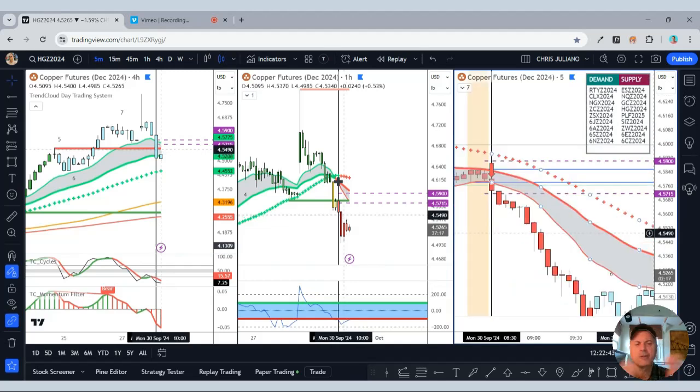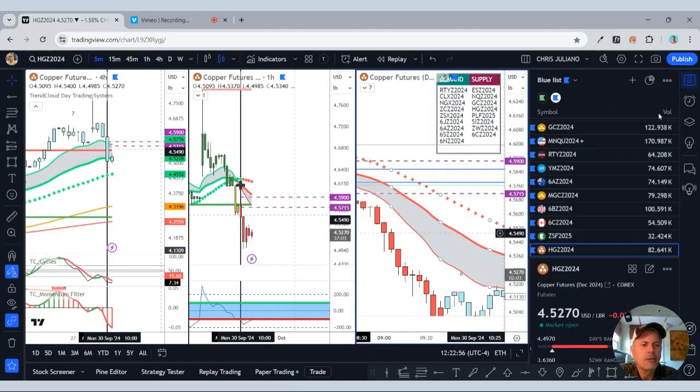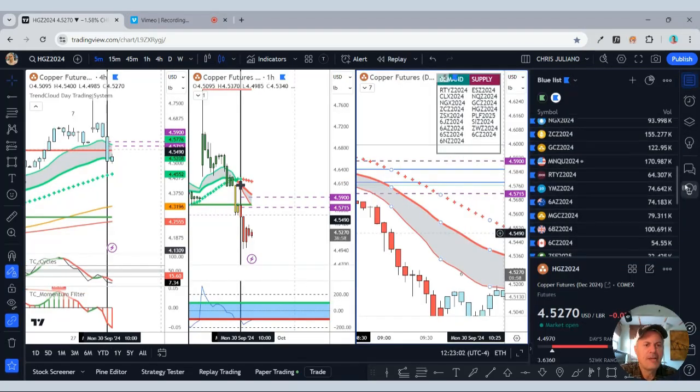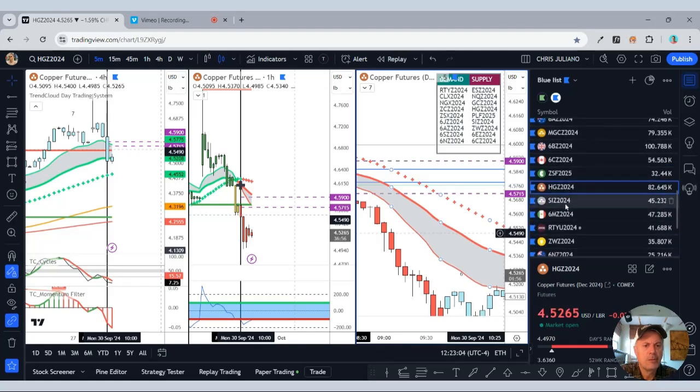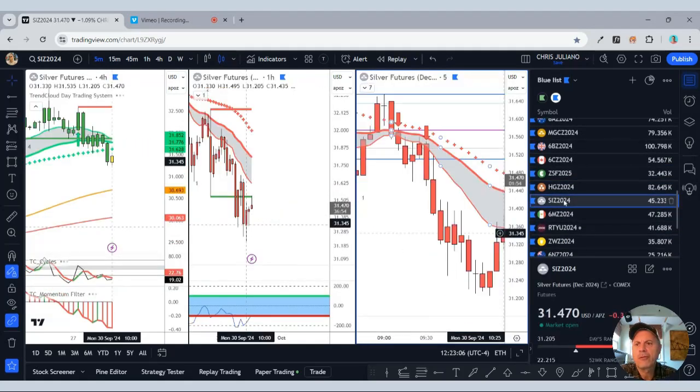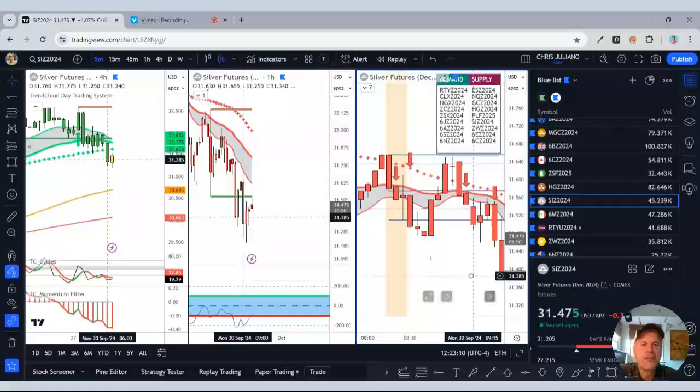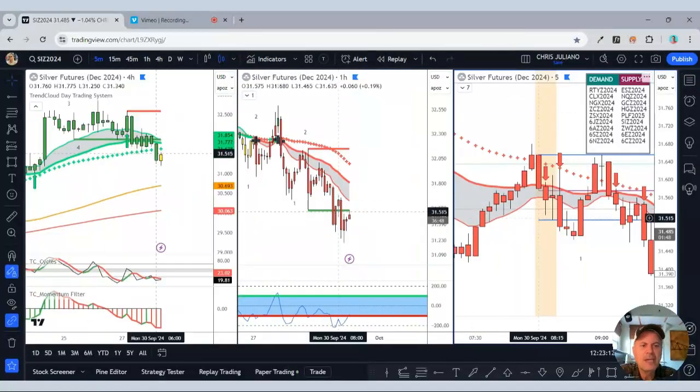So there you go. That is a beautiful move today right off of the open on copper, and that is definitely a money maker right there. Let's go over to silver. I have to rearrange this a little bit better. There we go. Okay, let's go over to silver. And okay, so look, silver gave you the retest.